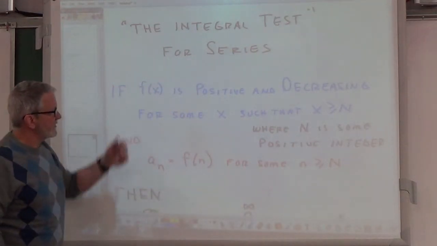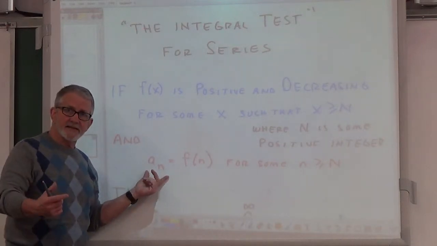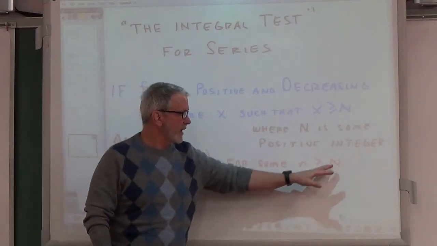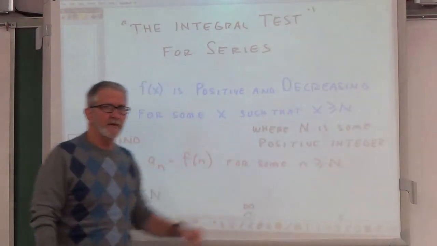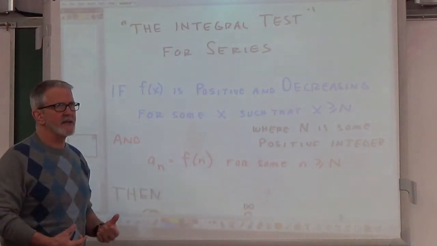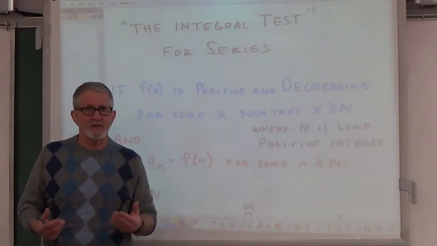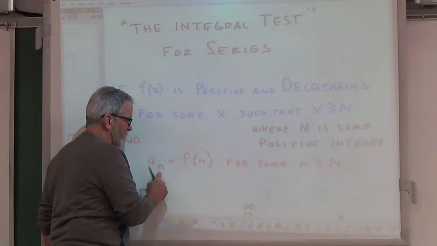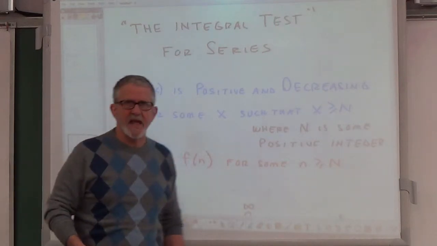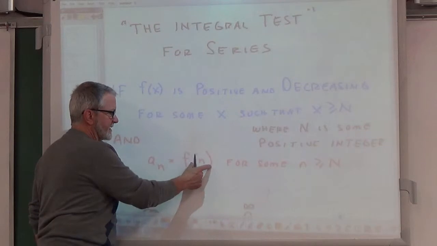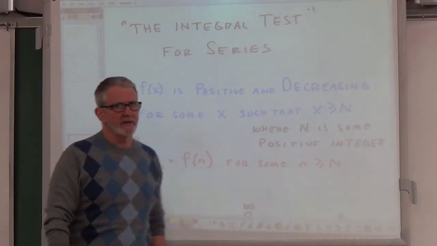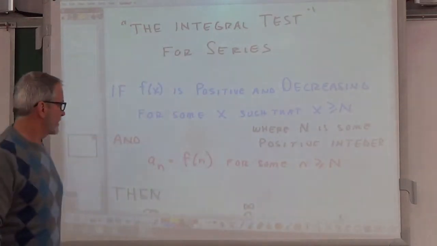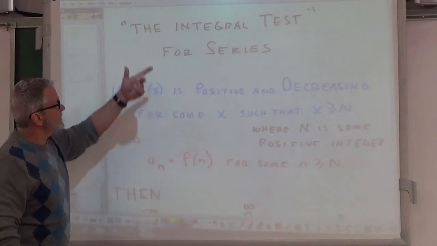And here's the second part of the hypothesis. I have a sequence where a sub n is equal to f of n for n greater than or equal to this n we're talking about here. When we first talked about sequences, this is the same idea. What this says is that the output of this sequence and the output of these functions for these integers n are the exact same. We've looked at that, and that's a fairly easy topic to think about. So this is the hypothesis for the integral test.